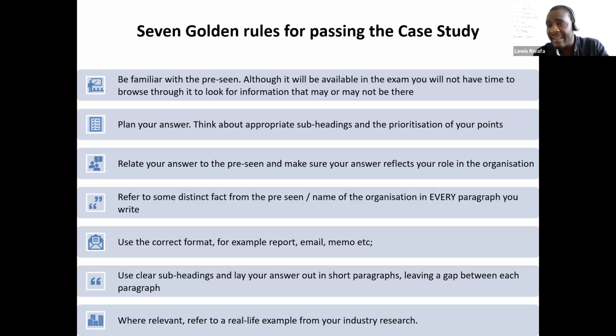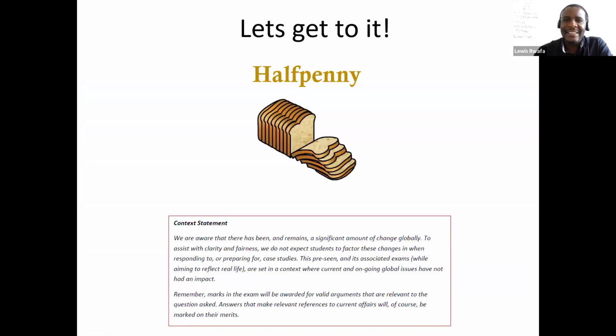And obviously the basics, like I said, use the correct format. If the examiner says write an email, write an email. Use the format for an email. If it's a memo, same format. Okay, right. That's it. Let's get started to Halfpenny.